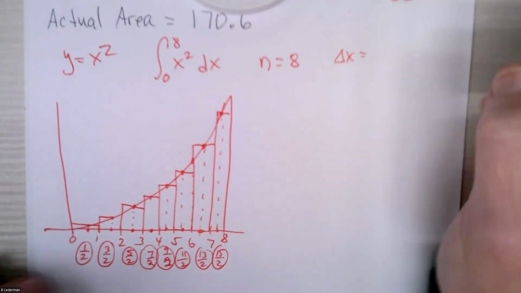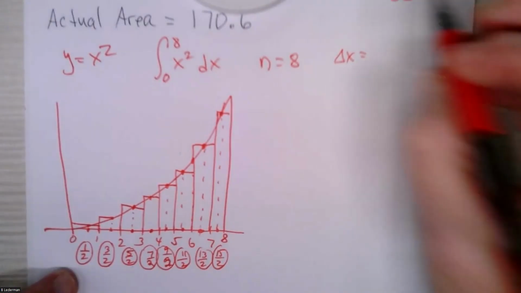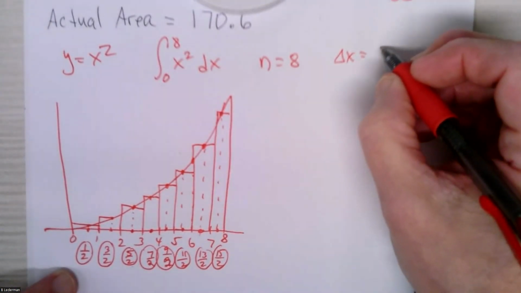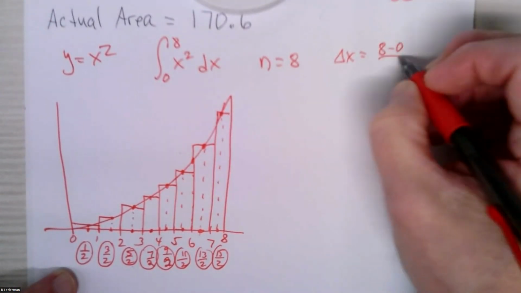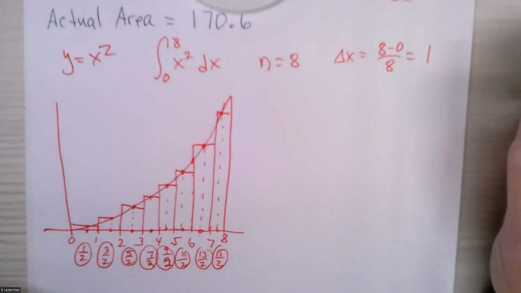Now delta x is pretty obvious. I said each one has a width of one, but let's just do it with a formula. It's going to be b minus a, which is 8 minus 0, over n, which is 8. And that just equals one. So that's pretty straightforward.